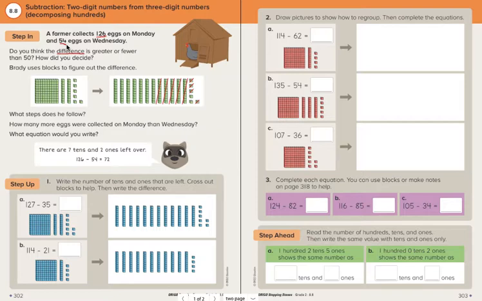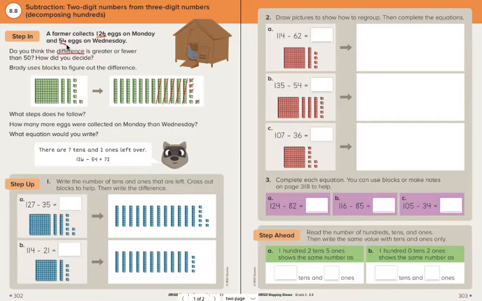So I'm going to give you a couple minutes to think to yourself, to turn on your estimating brain and to think to yourself, is the difference going to be greater or fewer than 50? Go ahead. Okay, are you ready? So I didn't give you that long because remember our estimating brains have to be something that we can do in a snap. So I'm going to tell you what I did, and it may not be what you did, but that's okay.